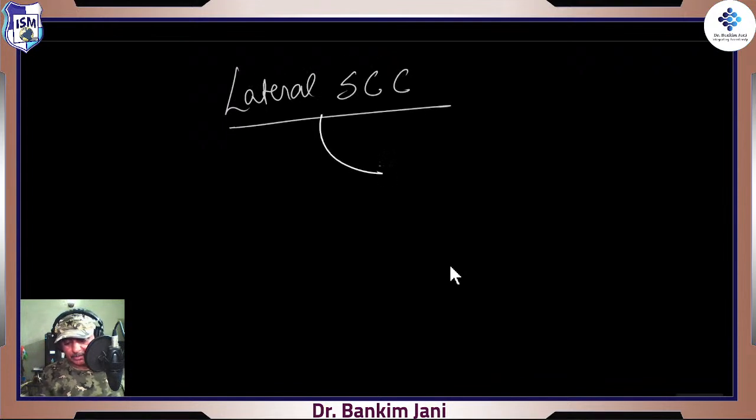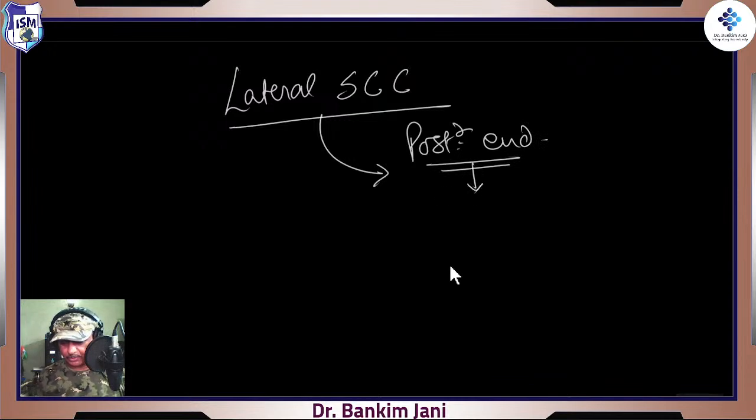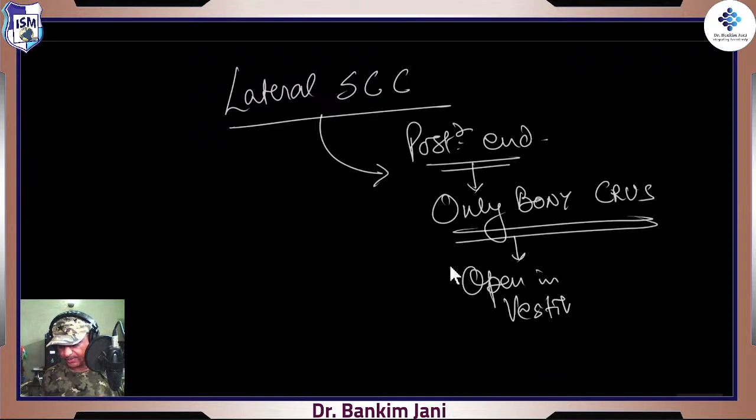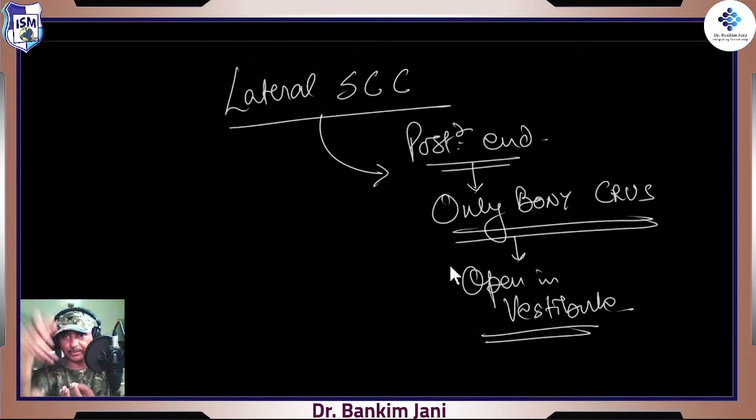semicircular canal, its posterior end, right? Because the anterior end is there, otherwise it won't be creating any balance, right? This is only bony crust. So it will open simply into the vestibule. It won't open into the utricle, because the utricle is that pouch which is fluid filled, and it is that which goes into the anterior, posterior, even lateral, but one end becomes the dead end. This lateral semicircular canal's posterior end becomes a dead end, right? Because there is just a bony part. Okay.